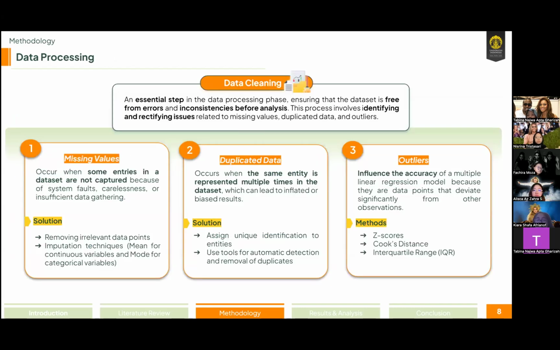The next step is data processing. The first step of data processing is data cleaning. It is an essential step for ensuring the data set is free from errors. This process involves identifying issues from missing values, duplicated data, and outliers. Missing values occur when some entries in the data set are not captured due to insufficient data collection, while duplicated data occurs when the same entity is represented multiple times in the data set. An outlier is a data point that deviates significantly from the other observations.